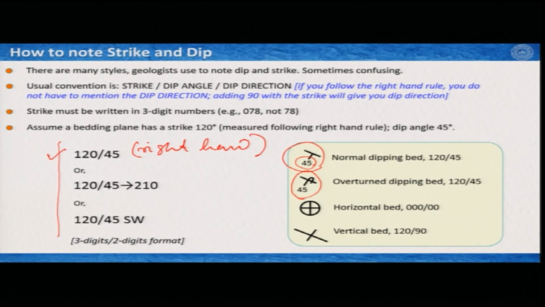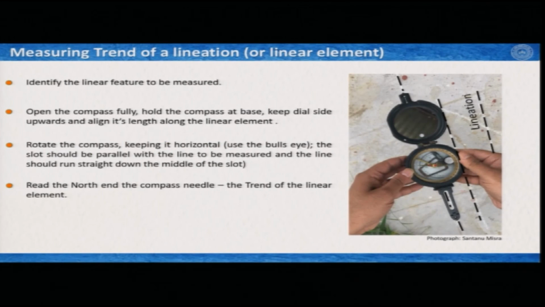If the bed is horizontal, then the symbol is like this, and if the bed is vertical, then it is given like this, where the strike is given with a longer line. So there the plunge you also measure in a similar way.